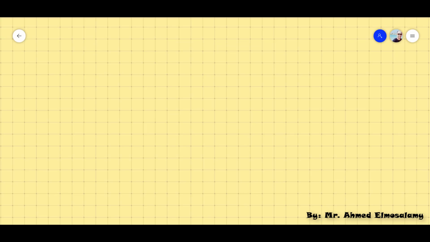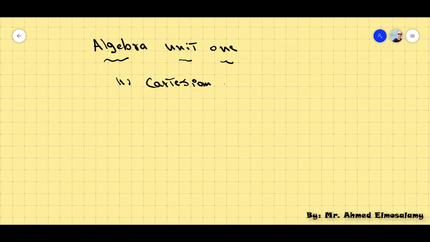And our lesson today is in Algebra, Unit 1. How many units do we have in Algebra? We have 3 units in Algebra and 2 units in Geometry. So, our lesson today is in Algebra, Unit 1, Lesson 1. The first lesson is the Cartesian product.